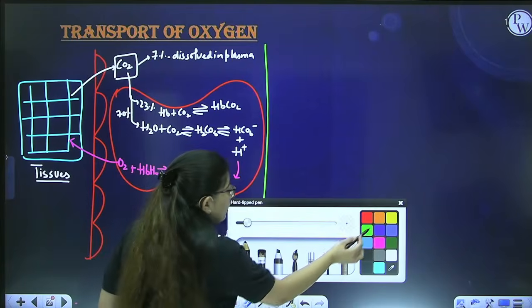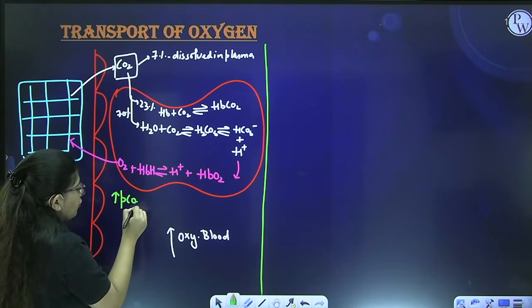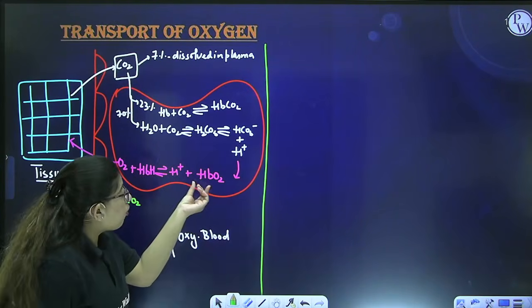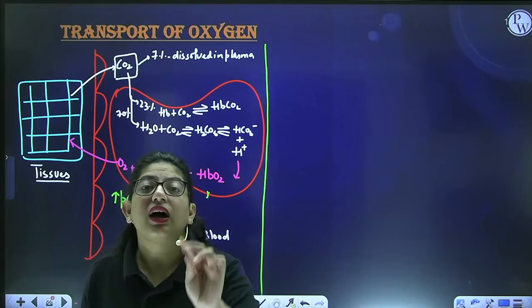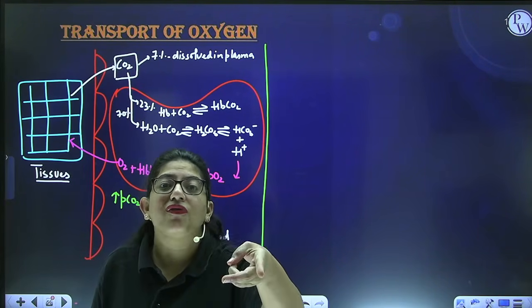So what's basically happening here? We are saying that at this position there is an increase in partial pressure of CO2. The more CO2 you produce, the more dissociation of oxyhemoglobin. Hence, it is leading to the transport of oxygen, or unloading of oxygen.